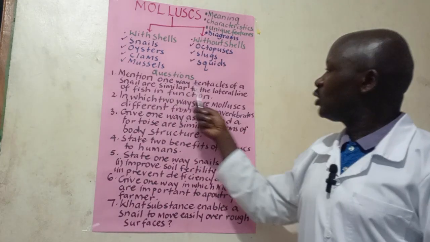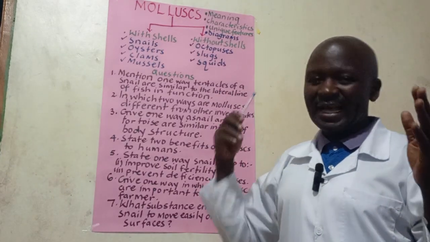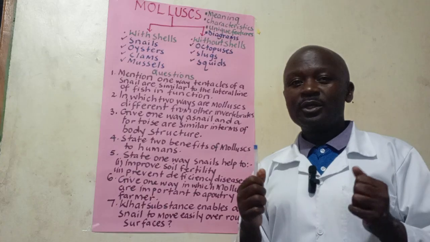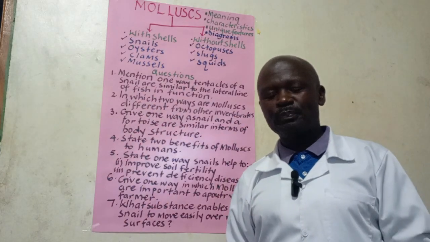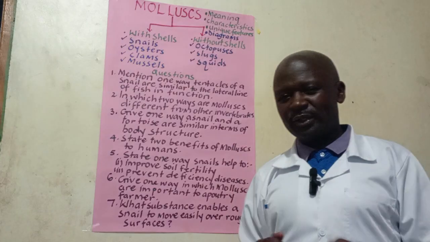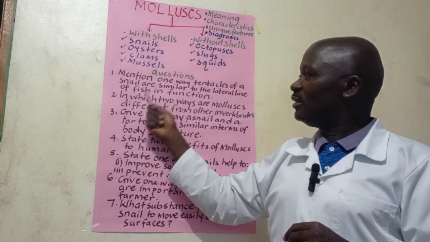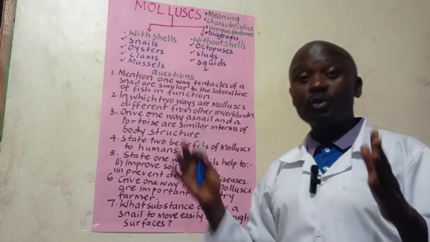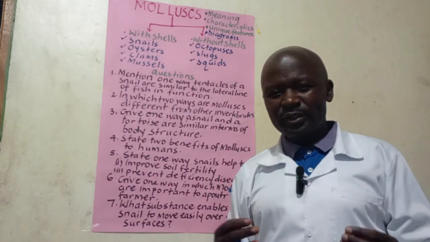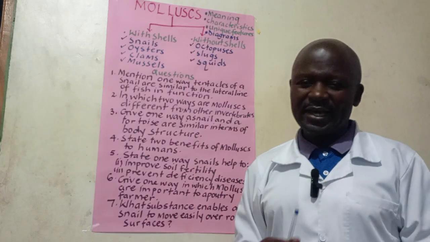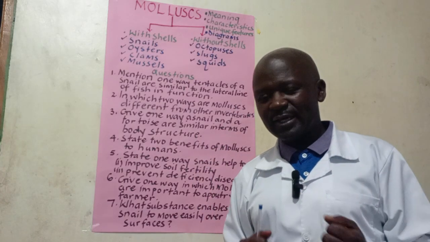Question 1. Mention one way tentacles of a snail are similar to the lateral line of fish in function. This is a comparison question. We are comparing tentacles with lateral line. So we shall begin with both. Both are used to sense danger. Or both are used in sensing danger.